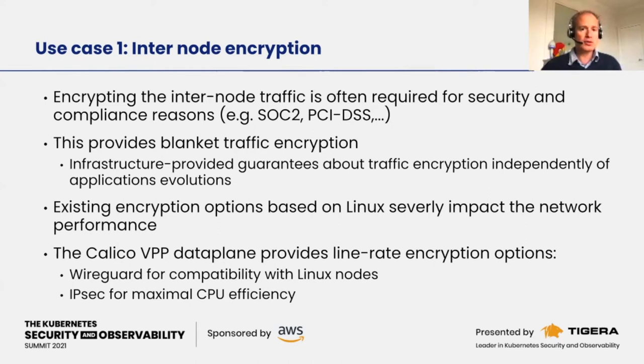This is something that you can already do with the Linux data plane, right? But Linux severely impacts the network performance. So in practice, yeah, you can do it, but at the cost of performance, right? The Calico VPP data plane unlocks this problem by providing line rate encryption options, including WireGuard if you want compatibility with Linux Calico nodes. But it also provides a specific IPsec for maximal CPU efficiency.